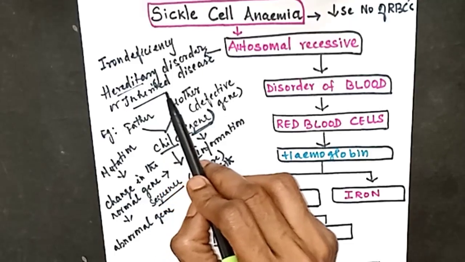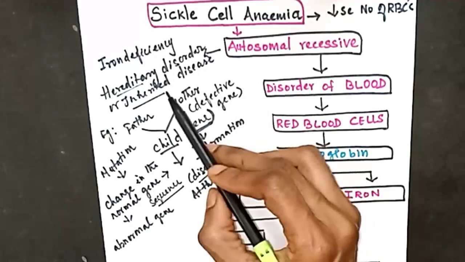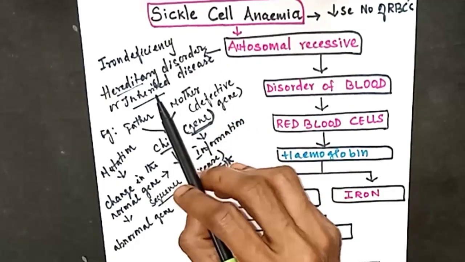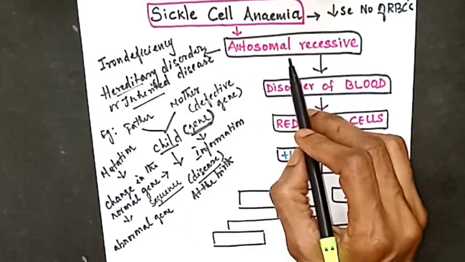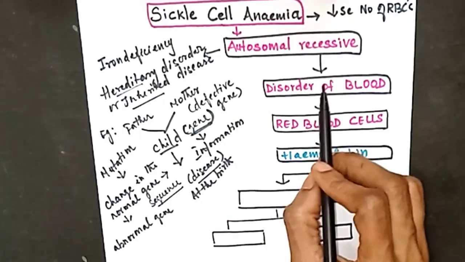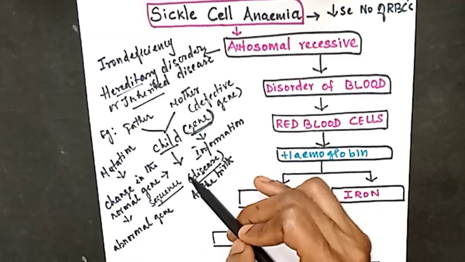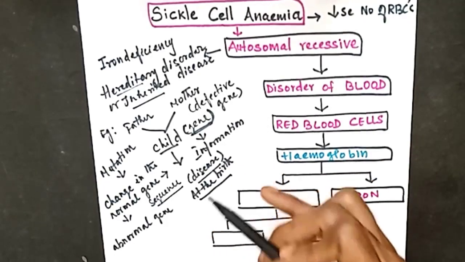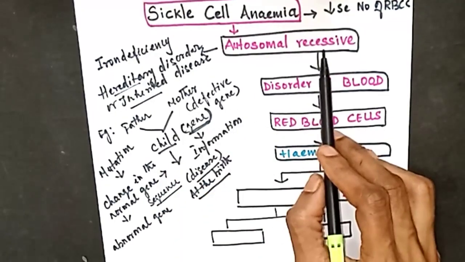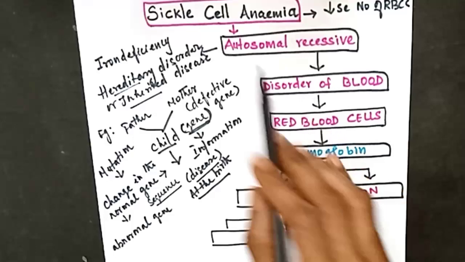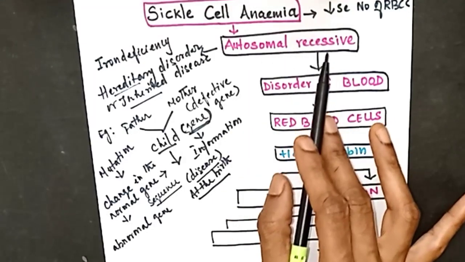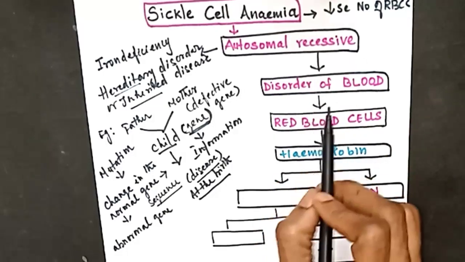This is one of the common hereditary disorders. There are many hereditary disorders, and sickle cell anemia is very common among them. So what does it affect? It is a disorder of the blood. It is present at the time of birth, which means it is a hereditary disorder or an inherited disease. It is an autosomal recessive disorder. This point alone is enough for now. I will explain autosomal recessive separately.